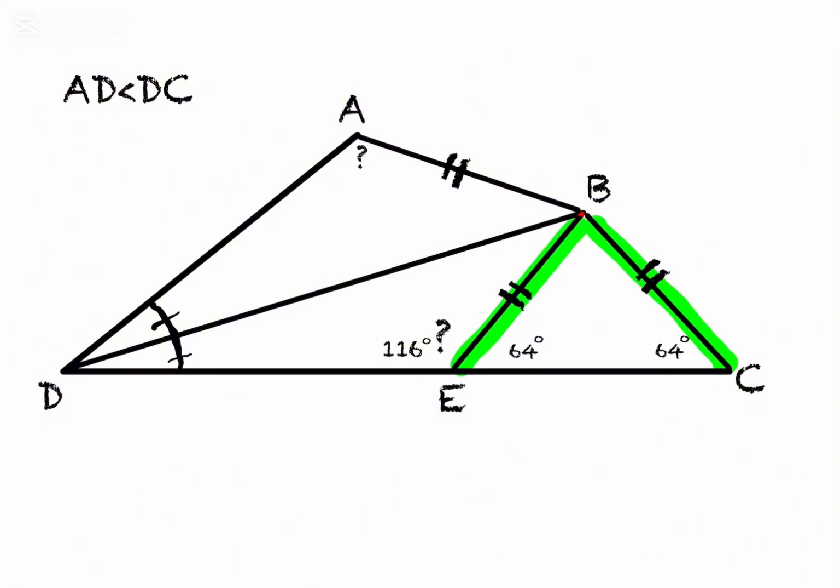is always 180 degrees. As we established earlier, there are two congruent triangles. Due to their congruence, their corresponding opposite angles are equal. This means measure of angle DAB equals 116 degrees as well.